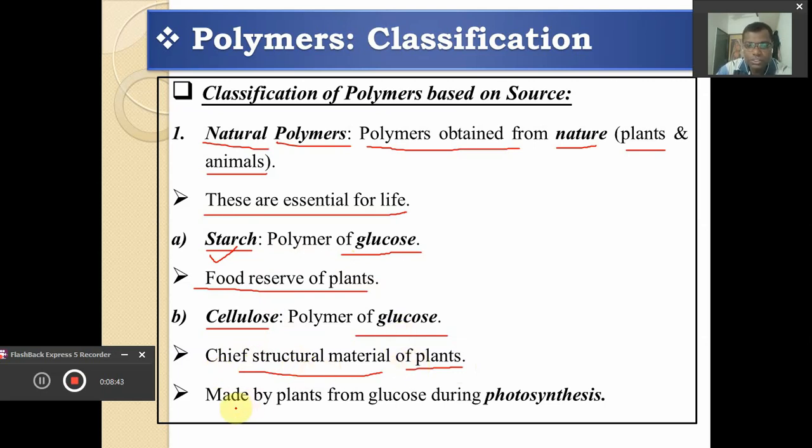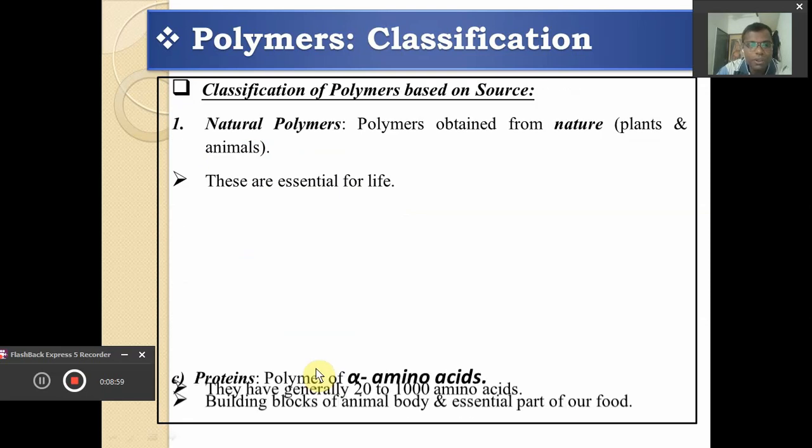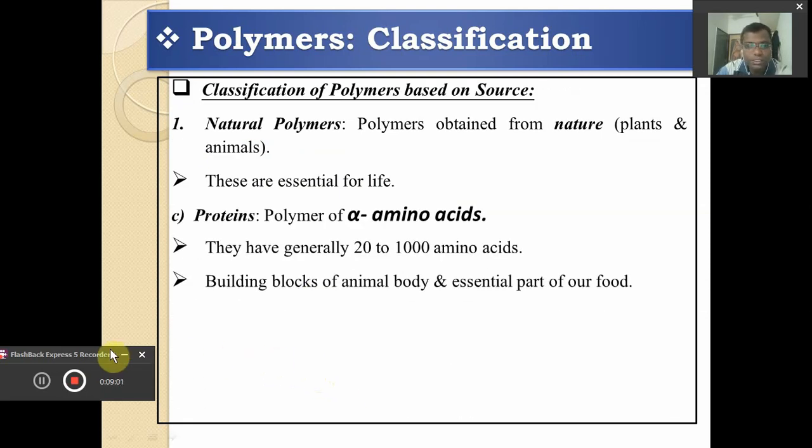And here both of these are made by plants. So these are formed in the plants from glucose by the process of photosynthesis. Actually this is very important to know about some examples of the natural polymer. In addition to starch and cellulose, there are more examples of this natural polymer, and the third example is called protein.